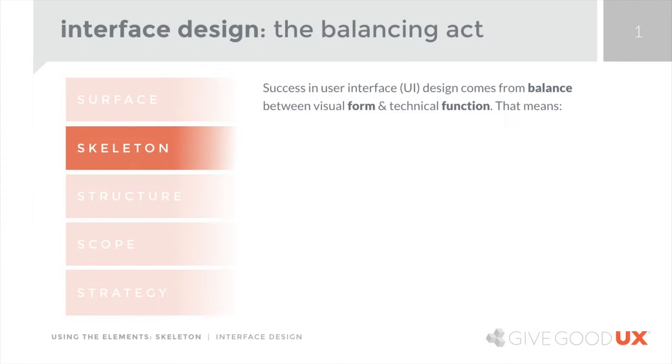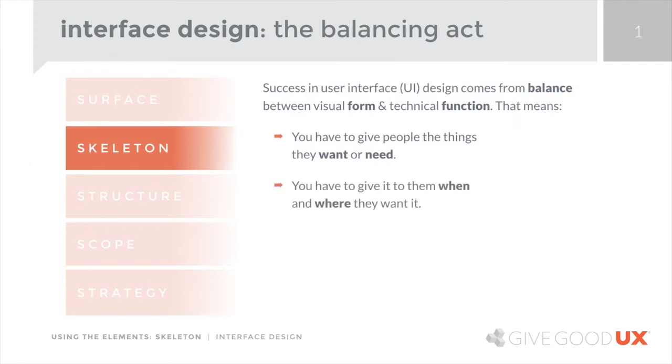So it has to be useful and it has to be reliable. And for it to be both of those things, it means that first and foremost, we have to give people the things that they want or the things that they need. We also have to give it to them when and where they want it. At what step in their process is it appropriate to surface certain things? At what points do they need to be able to take certain actions? We have to address issues of context.